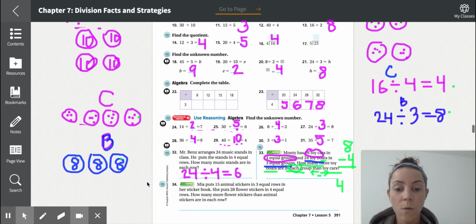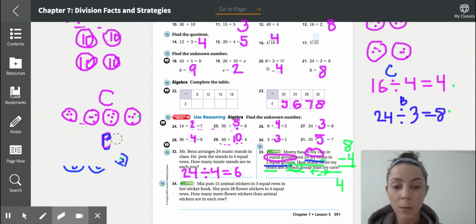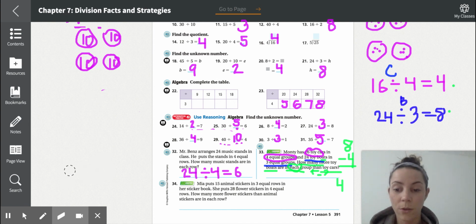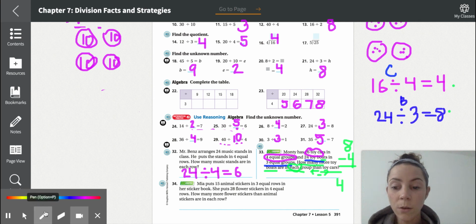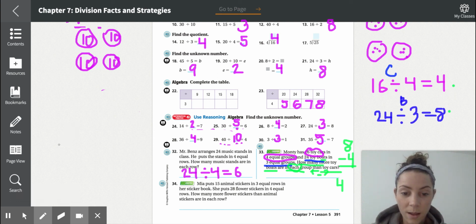Okay, now 34. It says, Mia puts 15 animal stickers in 3 equal rows in her sticker book. She puts 28 flower stickers in 4 equal rows. How many more flower stickers than animal stickers are in each row? Okay, Windy City, so this is basically the exact same steps as what you did in number 33. It gives you one clue of one type that you have to figure out how many is in each. Then it tells you another type of sticker that you have to figure out how many each, and then you have to compare them with how many more.